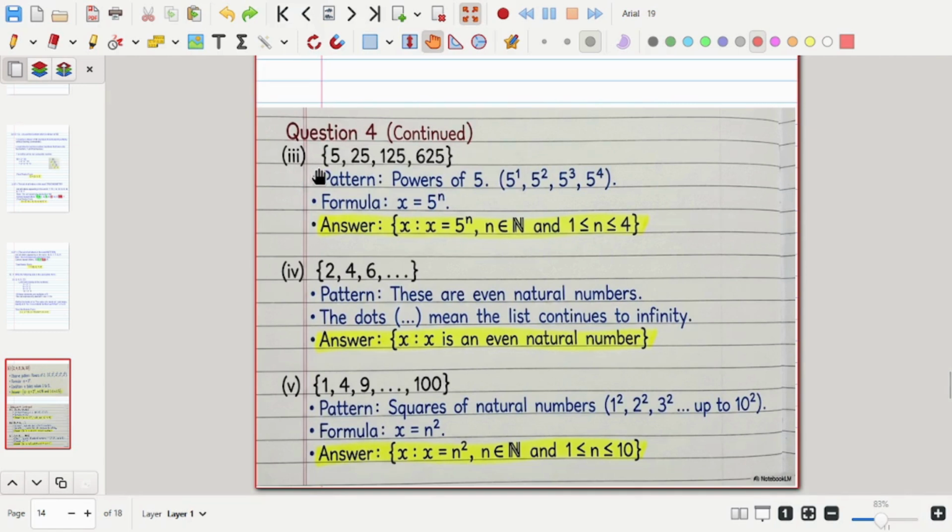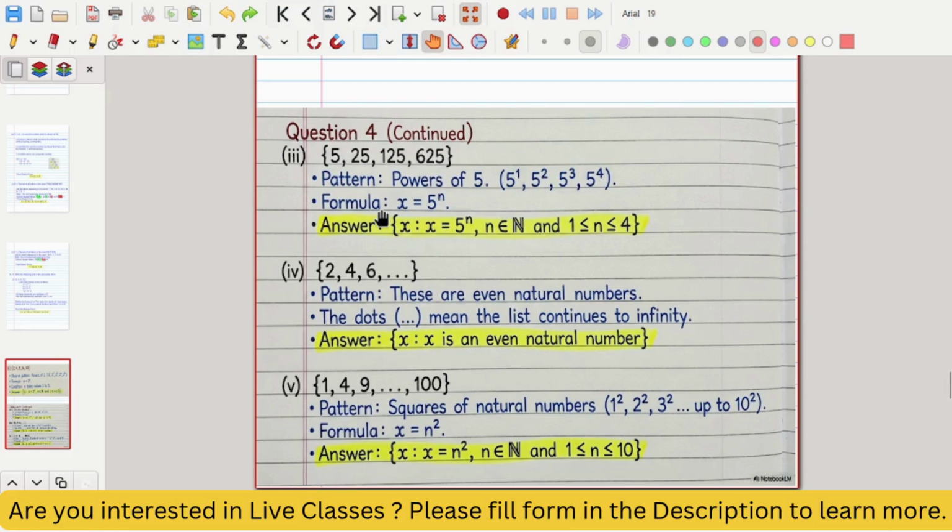3. Set of 5, 25, 125, 625. So try to observe the pattern. These are the powers of 5. 5 raised to 1 is 5, 5 raised to 2 is 25, 5 raised to 3 is 125, 5 raised to 4 is 625. Therefore, the formula is x is equal to 5 raised to n, where x means 5, 25, 125, 625 and n means 1, 2, 3, 4.